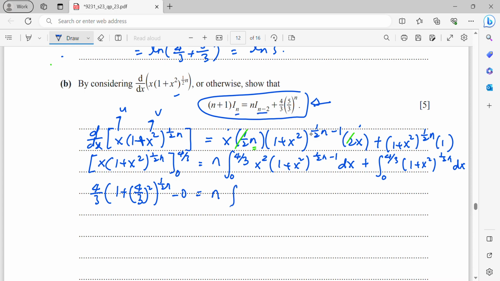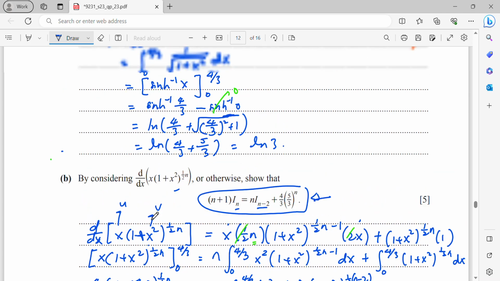Now because we need to get the I n minus 2 and I n here, instead of the x squared, I have to change to x squared plus 1 minus 1, because otherwise my x squared will be extra. Then 1 plus x squared to the power of half n. Okay, this half n minus 1 I need to change to half of n minus 2 dx. Then put another bracket for this. Then plus, this is basically my In.